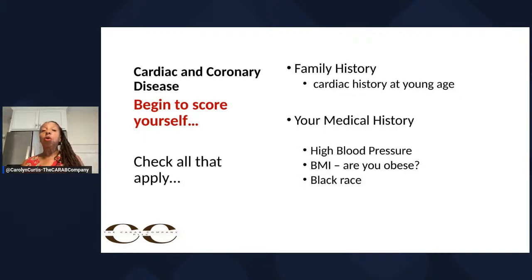So let's look at cardiac and coronary disease. Look at your family history. Start writing a note to yourself. Is there anyone in my family with cardiac history, particularly if they had cardiac history at a young age? I'll give you an example of that. My brother, at the age of 40, had open heart surgery. He had his first heart attack when he was about 32 years of age. That is considered young age.